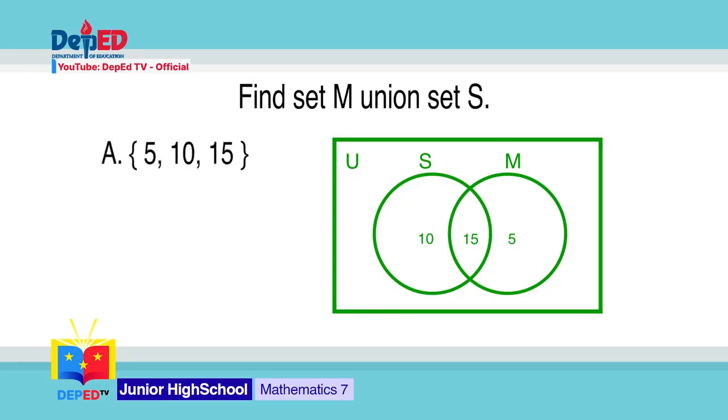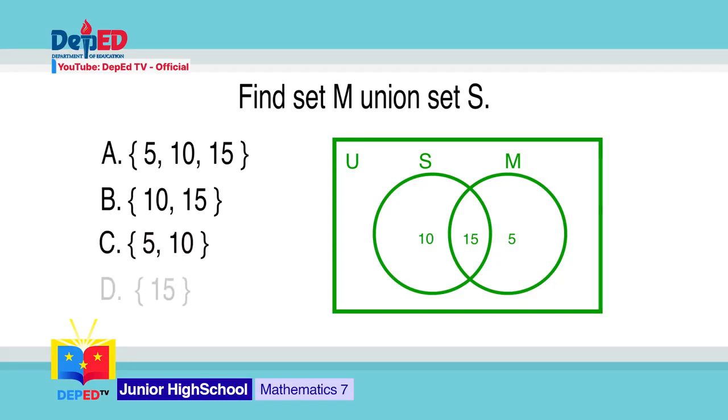A. The set whose elements are 5, 10, and 15. B. The set whose elements are 10 and 15. Or C. The set whose elements are 5 and 10. D. The set whose element is 15. Timer!